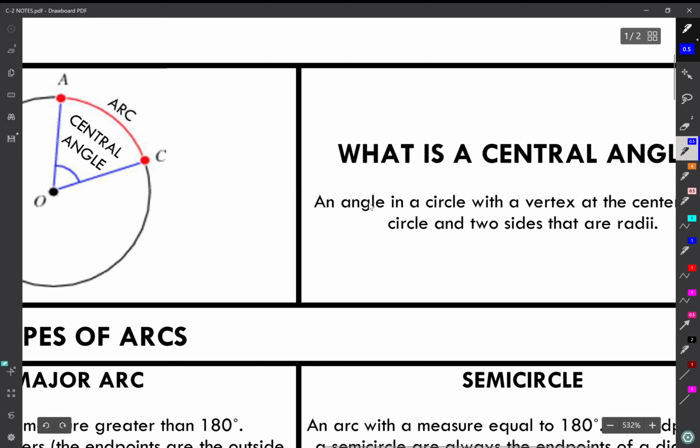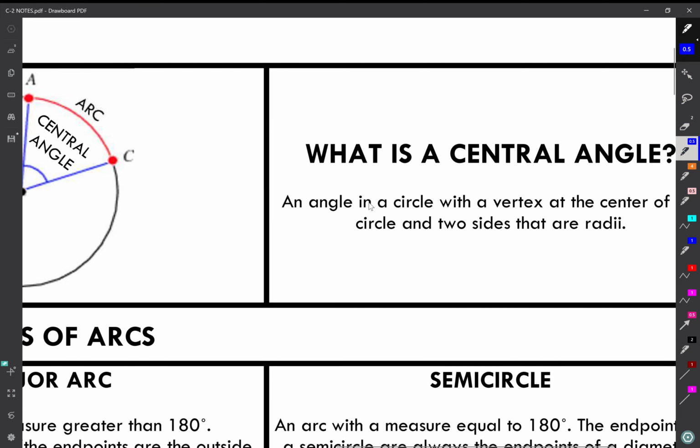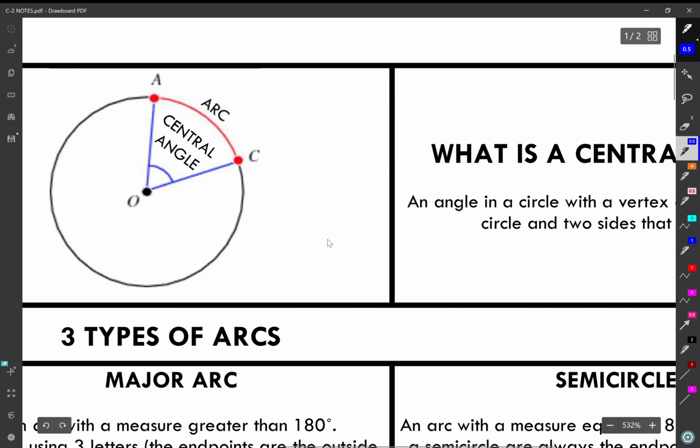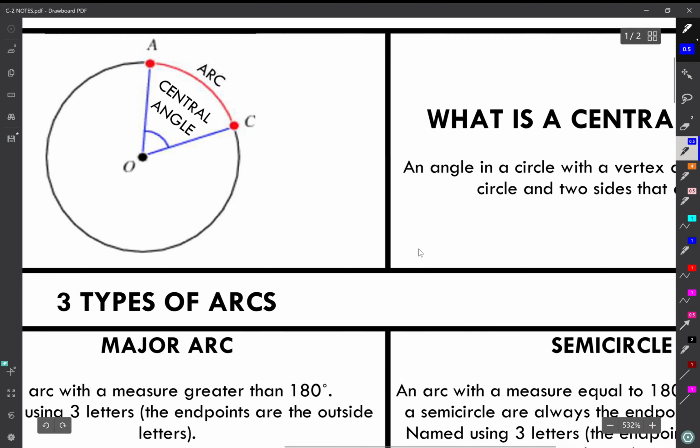What is a central angle? It is an angle in a circle with a vertex at the center of the circle and two sides that are radii. So the two sides are each a radius. The vertex is at the center of the circle, so that's the middle of my angle, and then the two sides are radii. And then they have endpoints, and our arc is between the two endpoints from that central angle.